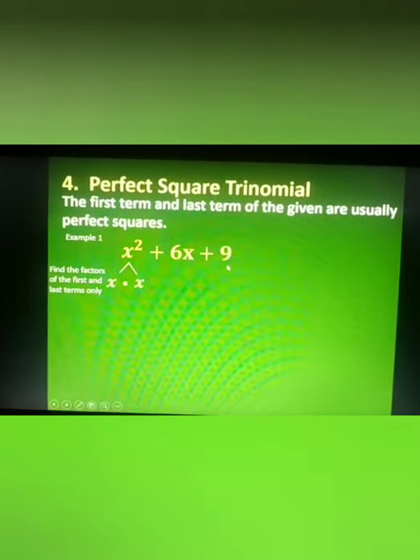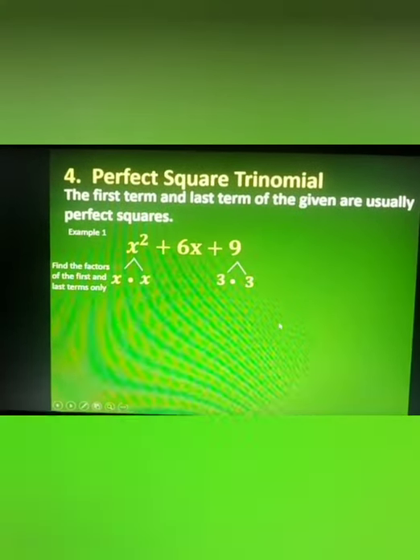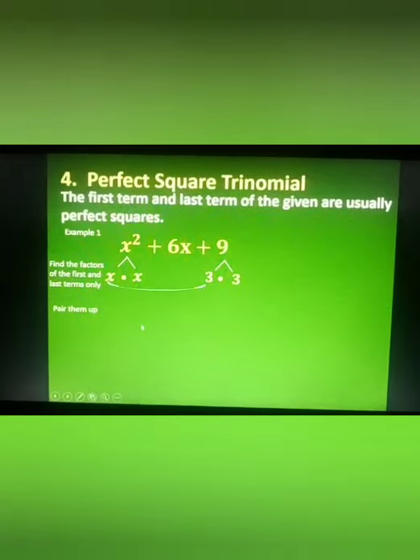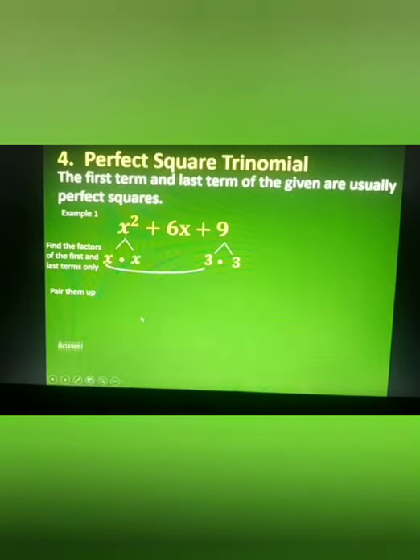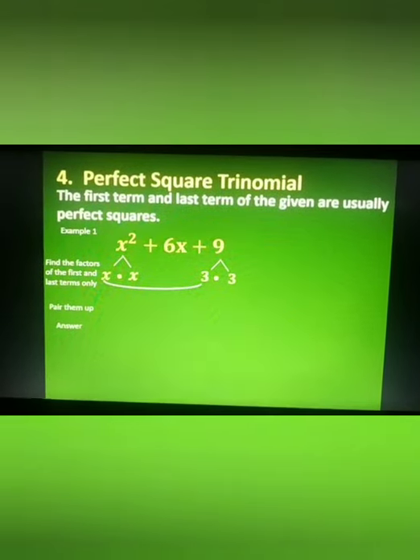Factor the last term, 9, which is 3 times 3. And then, next step, pair them up. Okay, x and 3. Prepare your parentheses right away. Don't forget the parentheses. This is very important.